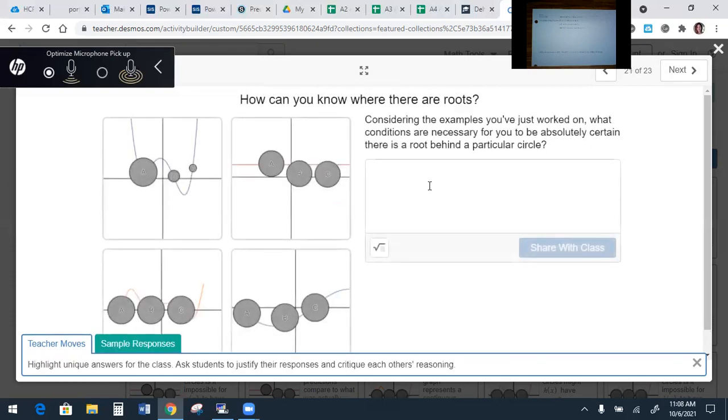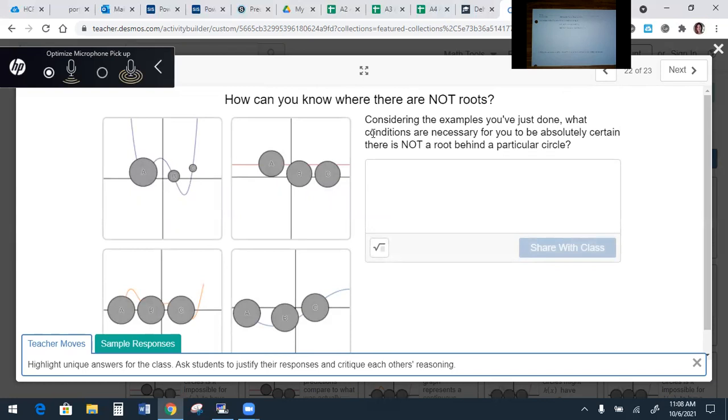All right, so now tying it all together, considering the examples you've just worked on, what conditions are necessary to be absolutely certain? Okay, so the function has to be what? Has to be continuous, and it would have to cut through 0. Like you'd have to have a positive on one side and a negative on the other, or vice versa, to prove that 0 is in between. But it would have to be continuous.